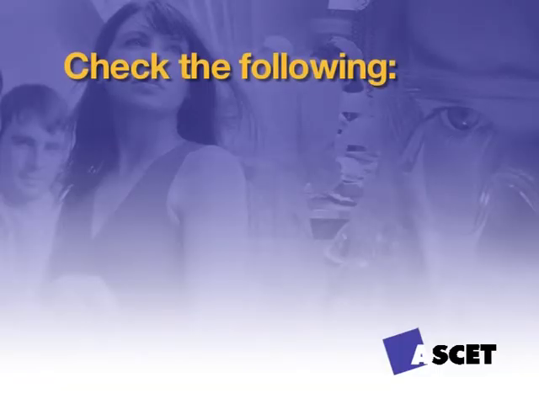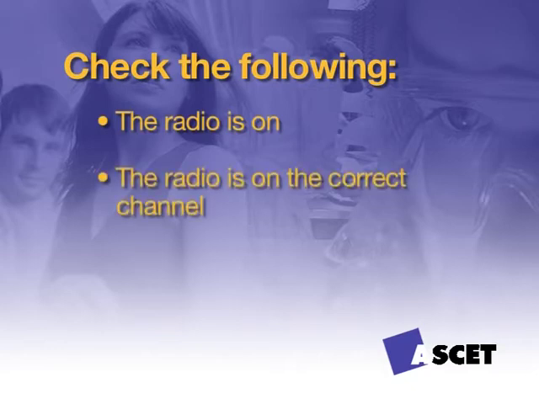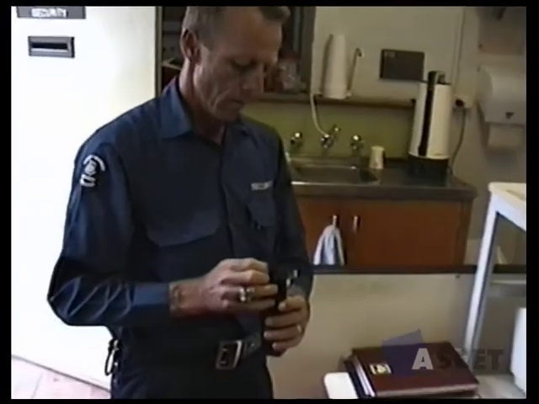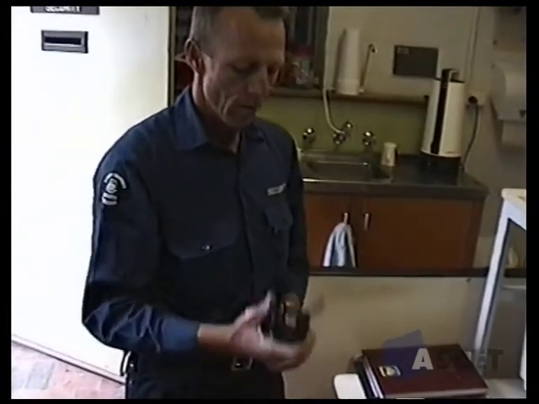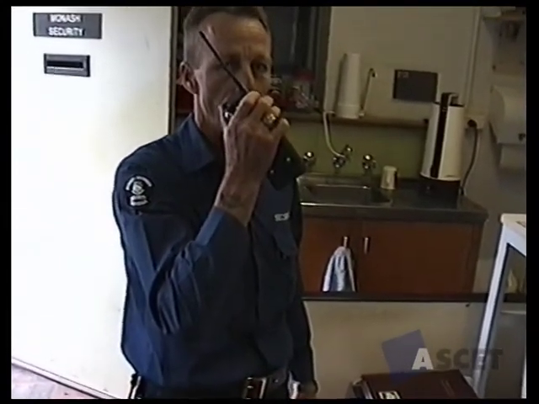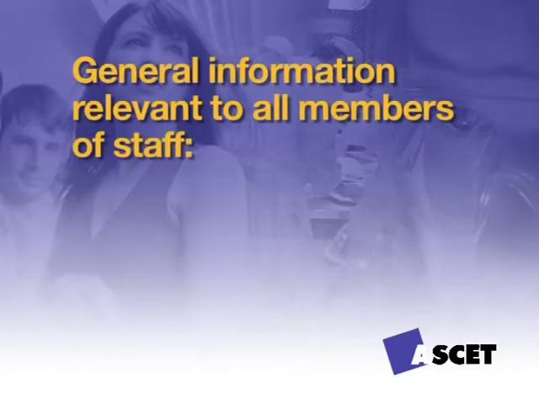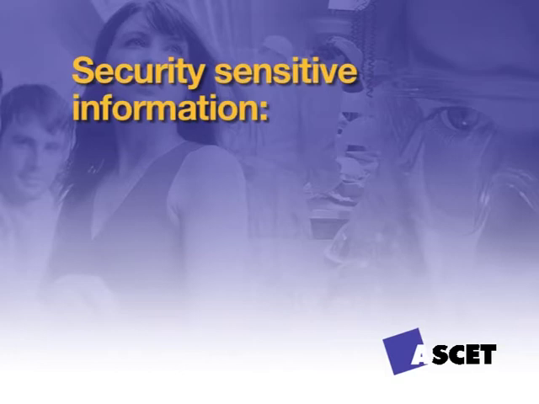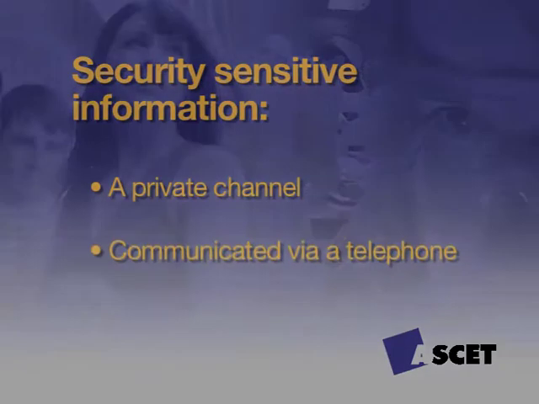Before leaving the security base, check the following. The radio is on. The radio is on the correct channel. The volume is turned up. The radio is working. Two-way radios and other communication devices can operate on different channels. The nature of the information you are communicating will determine the channel or equipment used. For example, general information relevant to all members of staff would be on a channel that all devices are tuned to, whereas security-sensitive information would be on a private channel or communicated via a telephone.